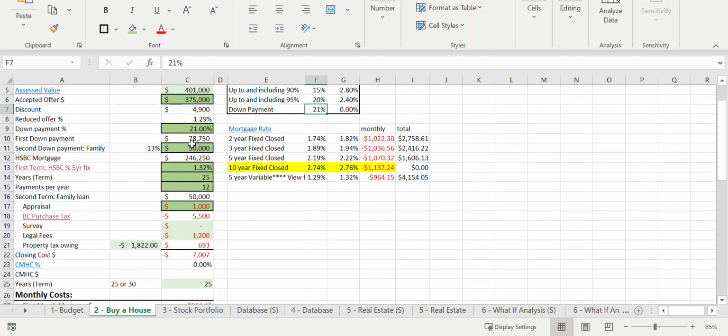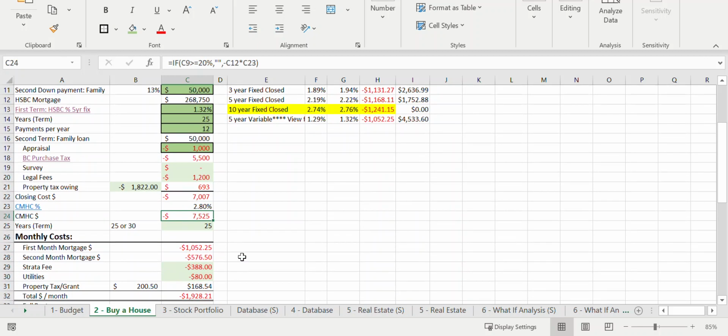All right. So now if you come up with a larger down payment, you don't have to pay that extra amount. But if you don't have as much money, like 15%, you've got to come up with an extra $7,500 to buy the insurance.